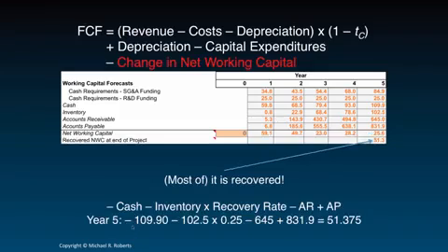In particular, we're going to be able to recover the cash. We're going to be able to recover some money from the inventory, but by assumption, back in our forecast drivers, we're assuming we're only getting 25 cents on the dollar for this inventory that is probably obsolete and either not worth much in terms of scrap or on some sort of secondary market. We're going to have to pay our accounts payable, and we're going to have to collect our accounts receivable. The upshot of this is we're going to recover $51.375 million in net working capital at the end of the project. Okay?